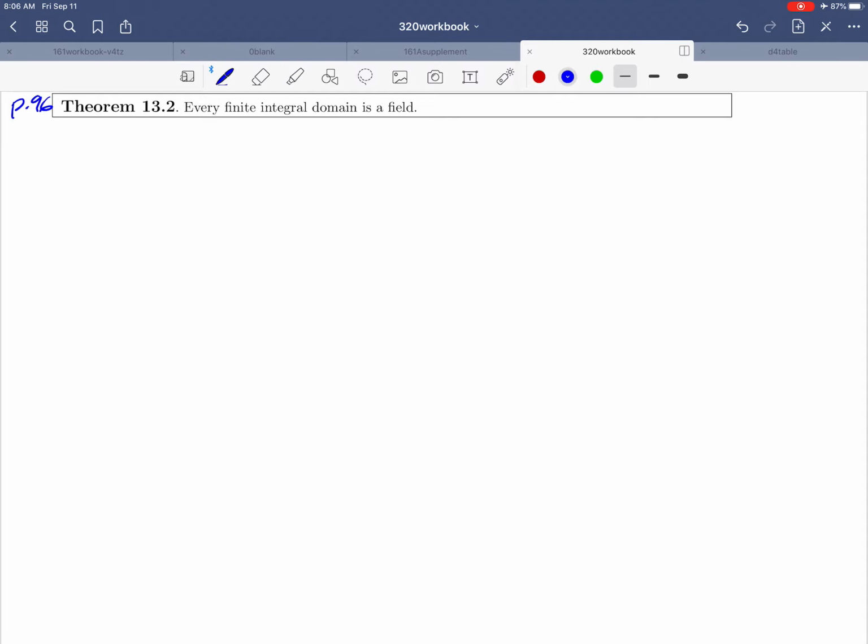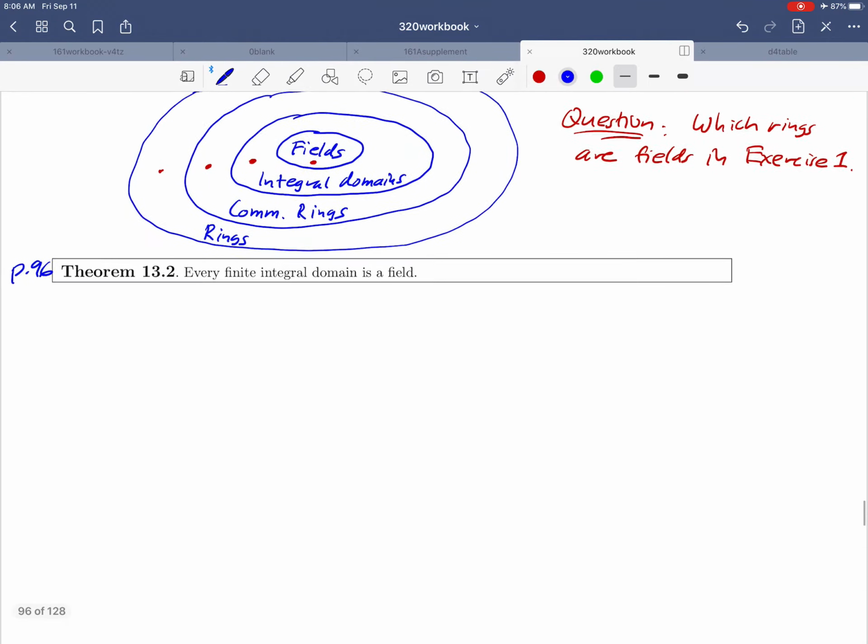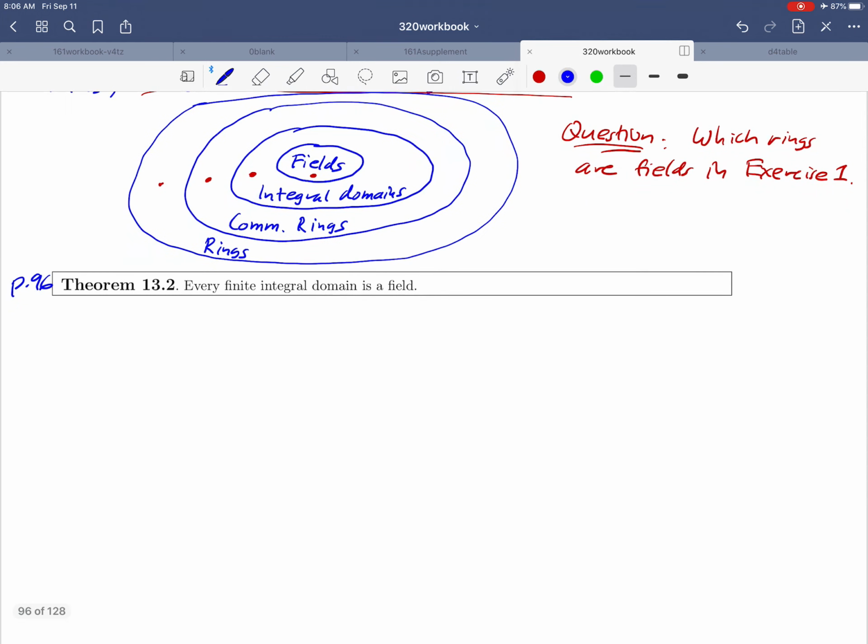Maybe just to get some insight into how this relates to what we talked about before, let's look at the Venn diagram that we wrote a little while ago. The Venn diagram tells us that every field is an integral domain, and so it suggests that there are integral domains that are not fields. This theorem says, though, that if the integral domain happens to be finite, it does have to be a field. It actually has to live in here in our Venn diagram. So let's see if we can prove that. This is kind of a nice little proof that we're about to write here.